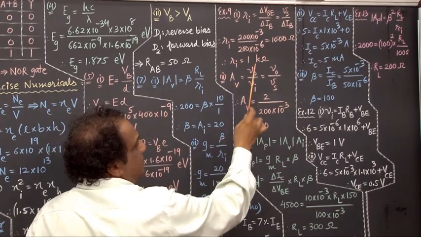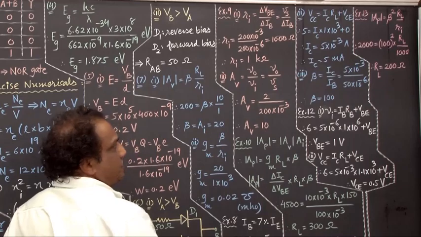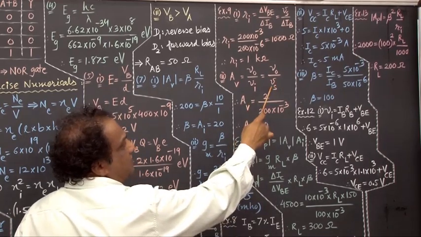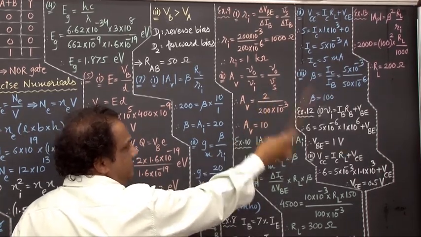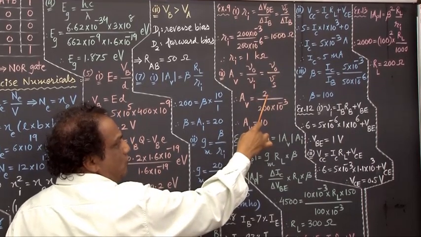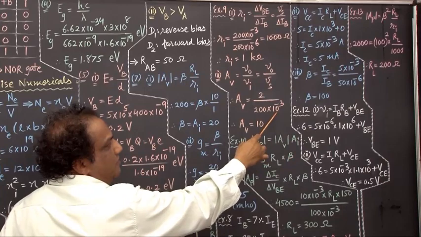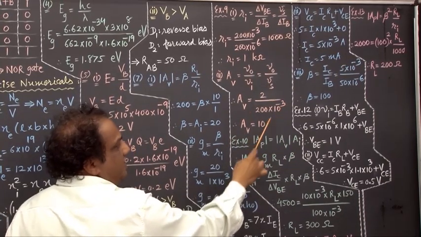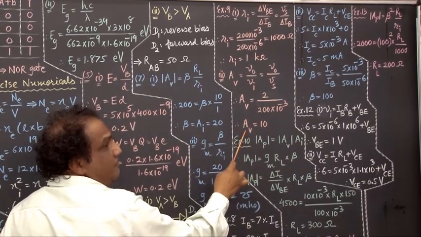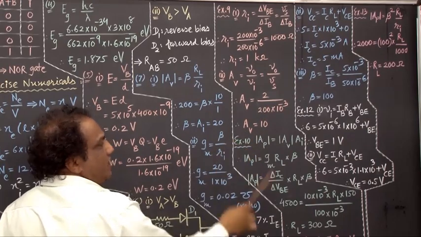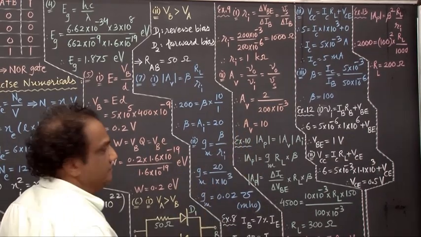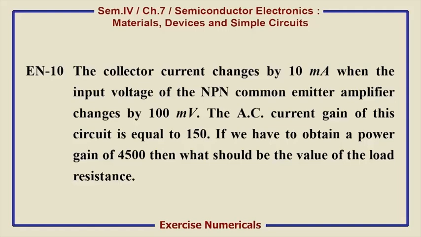Now voltage gain is output voltage divided by input voltage. This input voltage is as good as signal voltage, that is Vs. Now this output voltage you are given 2 volt, signal voltage they are given 200 millivolt, converted into volt, multiply 10 raised to minus 3. Simplify, answer is 10. So voltage gain value is right now 10. Actually it is magnitude. Okay. Read number 10 now.